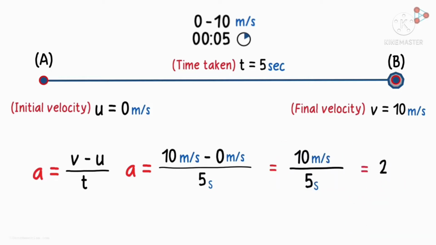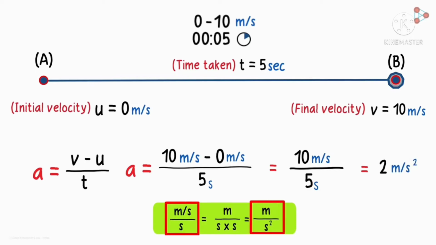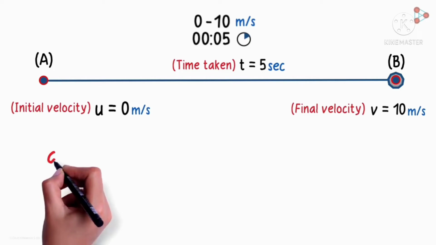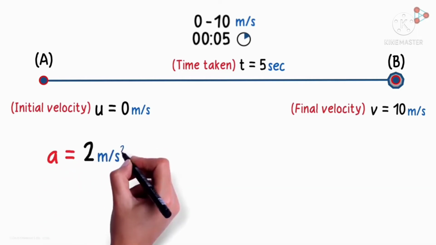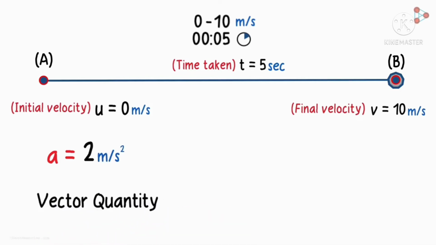Okay, what about the units? The velocity unit is meter per second and the time unit is second. Totally we will get 2 meter per second square. Meter per second divided by second gives you meter by second into second, that is meter per second square. I hope you understood this division which I am showing you in green highlight. That is acceleration equal to 2 meter per second square.